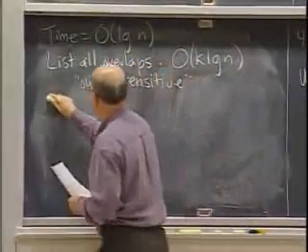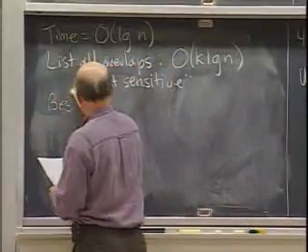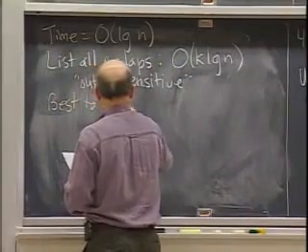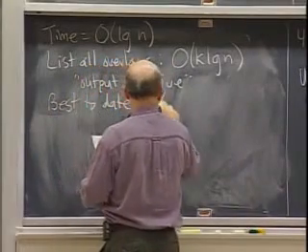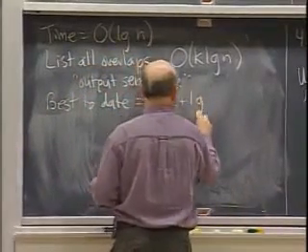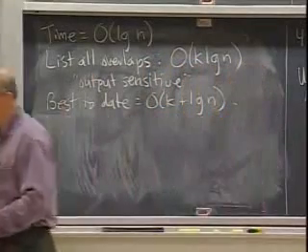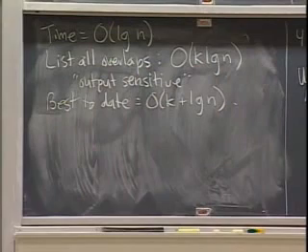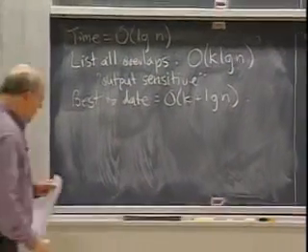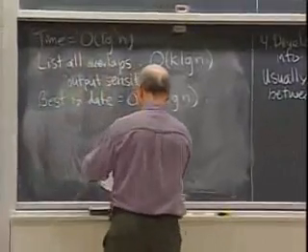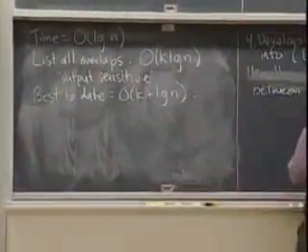The best to date for this problem, by the way, of listing all of them is order k plus log n, with a different data structure. Okay, and actually that was open for a while as an open problem. Correctness.